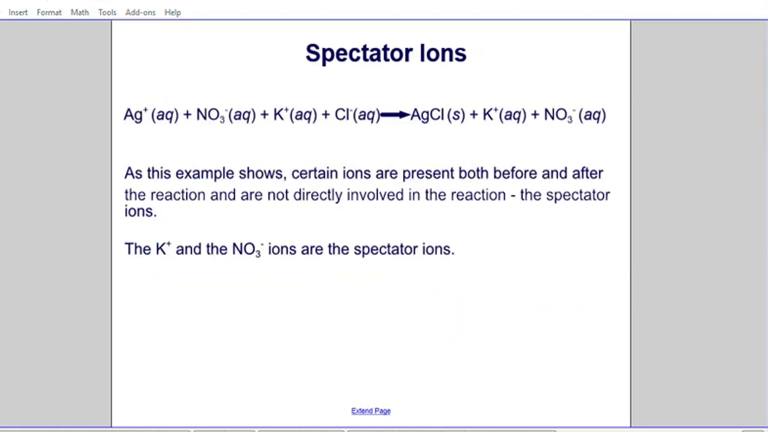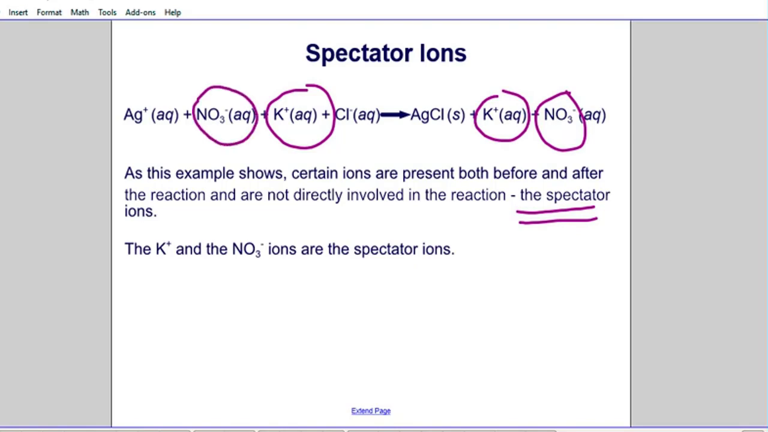As this example shows, certain ions are present both before and after the reaction. They are not directly involved in the reaction, and they are called the spectator ions. In this case, the potassium and the nitrate ions are spectator ions. And a cute way of looking at this is if you're doing math and you have the same number on either side of the equal sign, you just cancel them out. Same type of concept works here.